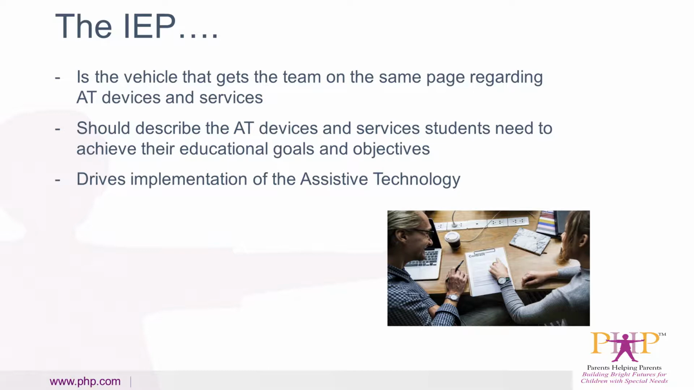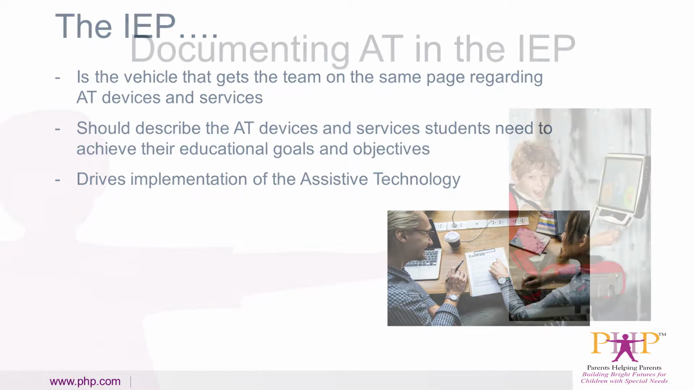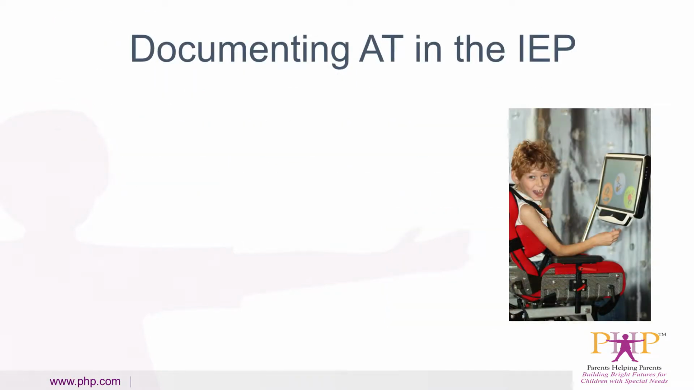And keep in mind, AT is not just a device, but a service. But where does it get written? There is no clear-cut criterion for where AT devices and services should be documented in the IEP. Considering the purpose of the assistive technology can help in selecting the right area. Some common places to put the AT include the following.